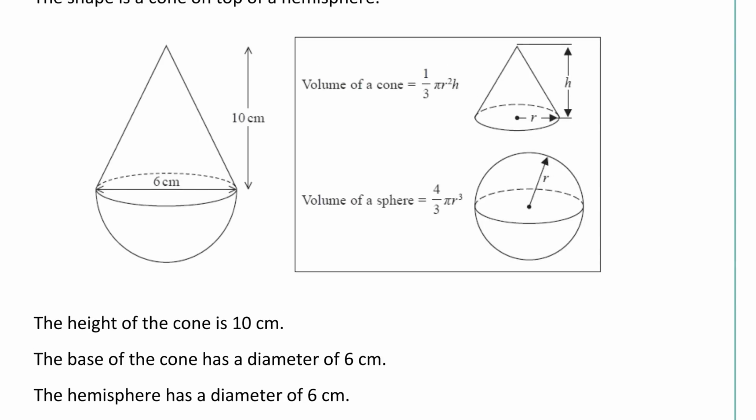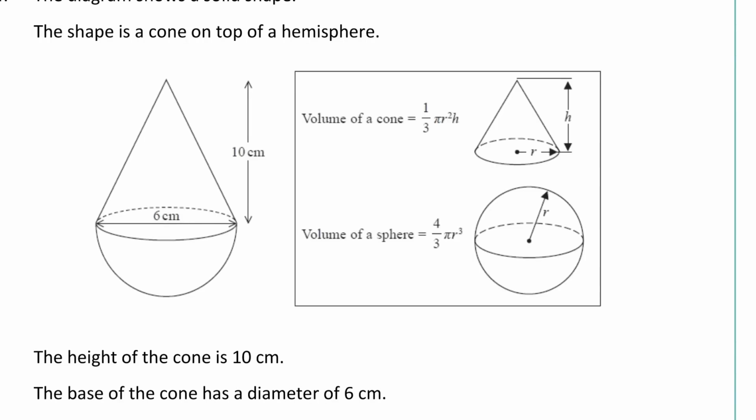So not too bad, we've got the formulas up here. So if we go for the cone, just remember to use the radius here. This is the diameter, so we want the radius. So the radius is 3. So if we go for the cone to start with, let's put the radius of 3 into our cone formula. So 1/3 times pi times 3 squared times the height of 10.